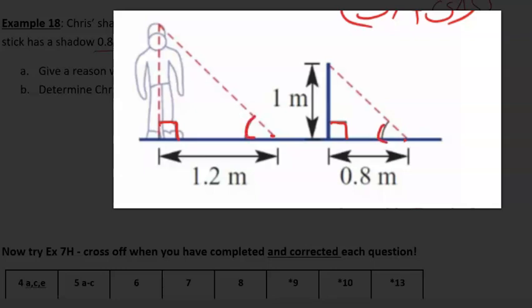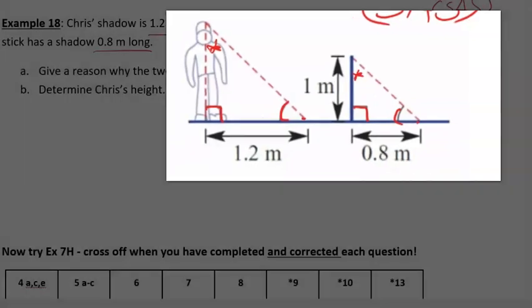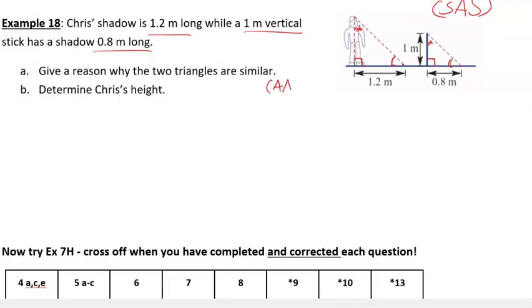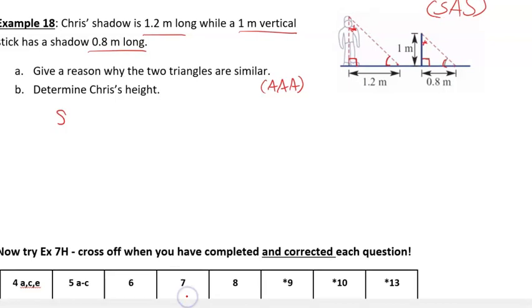And then we can assume that because those two angles are equal on each similar triangle, the other unknown is going to be equal as well. So our reason is that all angles are the same, or angle, angle, angle. So now we want to try and figure out Chris's height from what we know. So let's see if we can figure out what the scale factor is. For the scale factor, we've got to compare two similar sides.